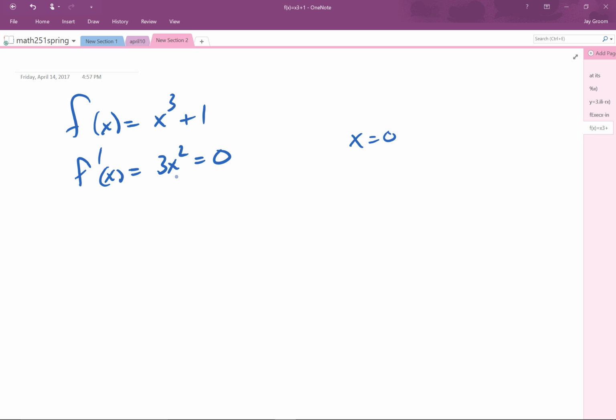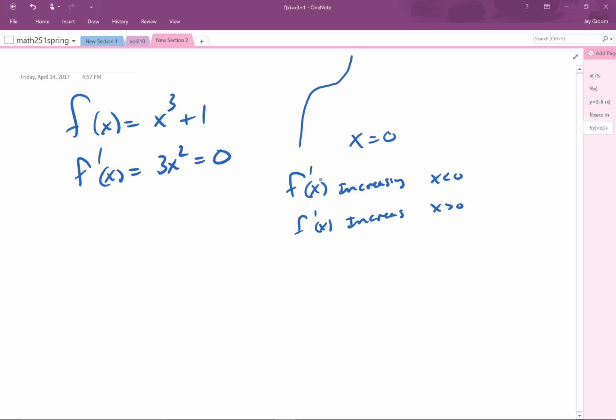What if I put in negatives? Well, negatives squared are positive, and positive squareds are positive. Wait a minute. So the function was increasing. That is, it has positive slopes when x is less than 0. It also has positive slopes, and it's increasing, when x is bigger than 0. Here's what x cubed plus 1 does. It has a plateau, if you will, for just a microsecond right there at 0. It was increasing, it stopped, and then took off and increased again.